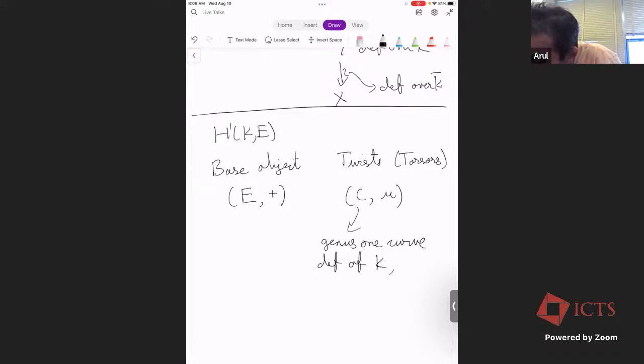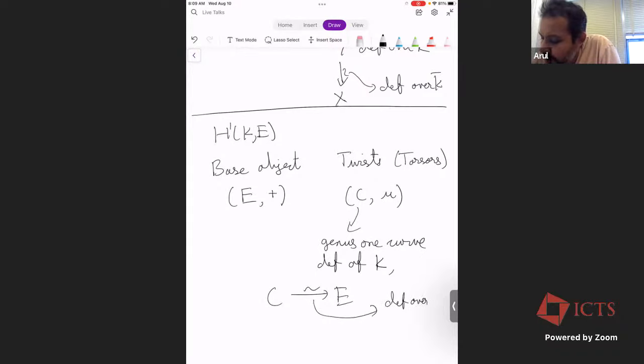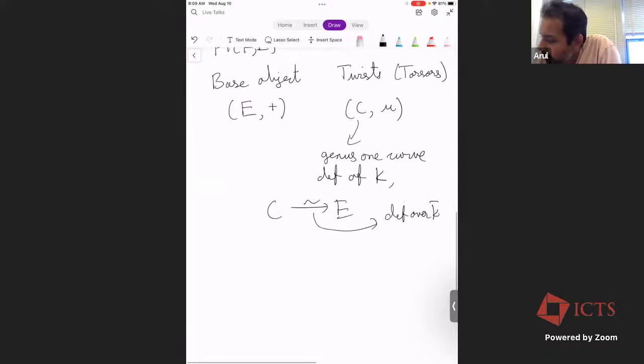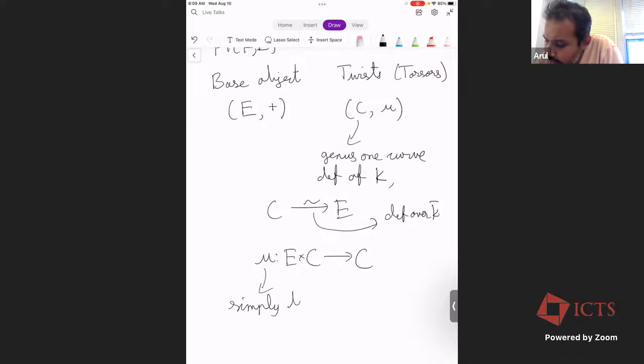Defined over K, C is going to be isomorphic as curves to E, but this will only be defined over K bar. And mu is a morphism, defined again over K, which is going to give you an action of E on C, such that mu gives us a simply transitive action of E on C on the level of K bar points.